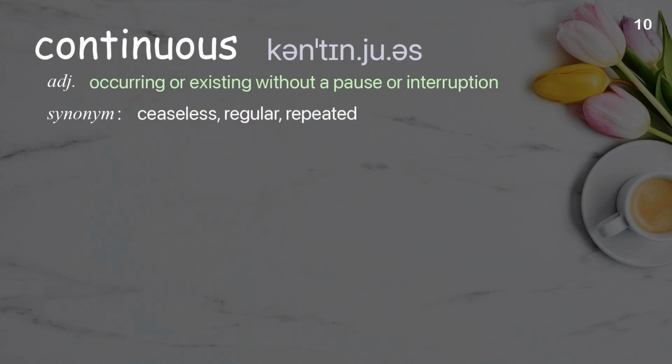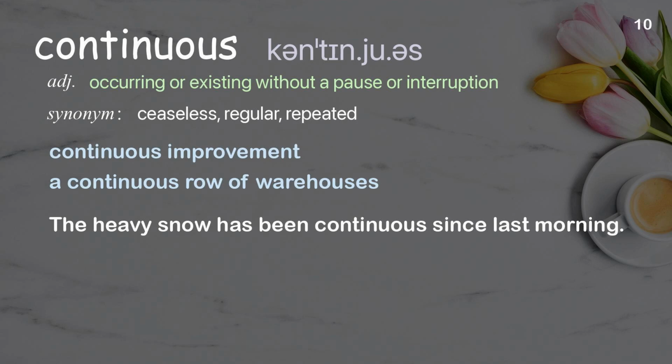Continuous. Occurring or existing without a pause or interruption. Examples: Continuous improvement, a continuous row of warehouses. The heavy snow has been continuous since last morning.